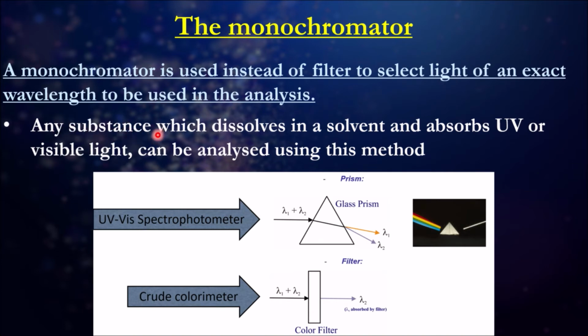Any substance which dissolves in a solvent and absorbs UV or visible light can be analyzed using this method. So we're trying to be a lot more precise with the specific wavelength we want to see, and we also can look at the UV spectra of light as well.